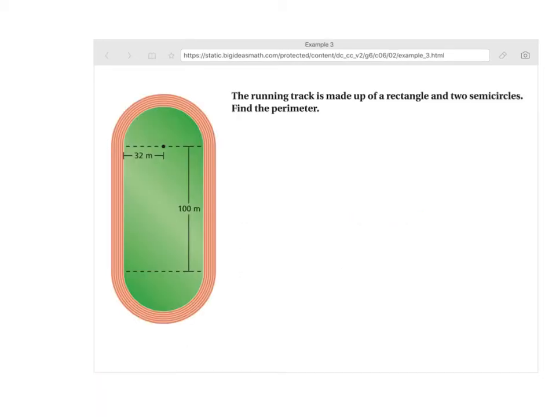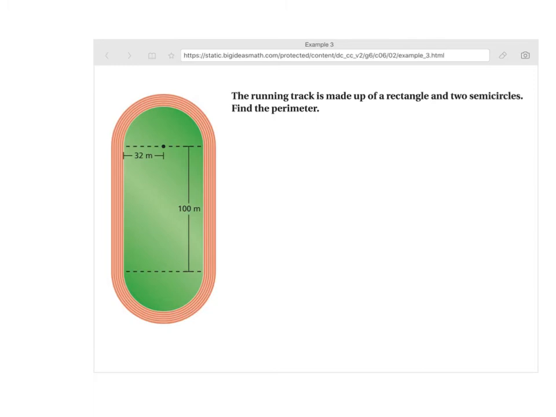Okay, for this example, we're trying to find the perimeter of this running track. Now you can see here we're made up of two semicircles, so you have a semicircle here and a semicircle here. Now, if I were to get rid of this middle part and squish those together, I'd have a full circle, right? So you can find the circumference of one of these and count it as both halves because they're going to be the same.